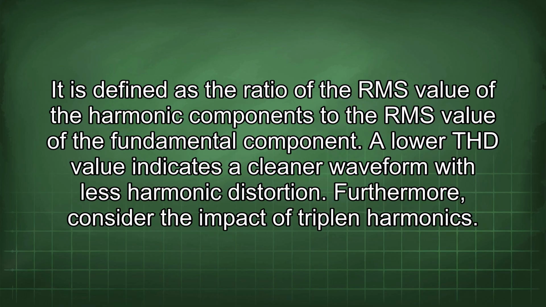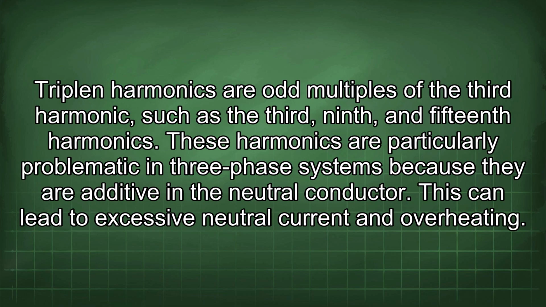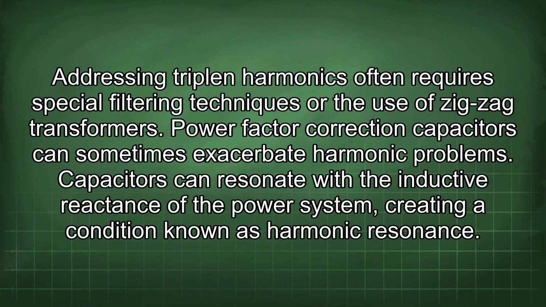Furthermore, consider the impact of tripling harmonics. Tripling harmonics are odd multiples of the third harmonic, such as the third, ninth, and 15th harmonics. These harmonics are particularly problematic in three-phase systems because they are additive in the neutral conductor. This can lead to excessive neutral current and overheating. Addressing tripling harmonics often requires special filtering techniques or the use of zigzag transformers.